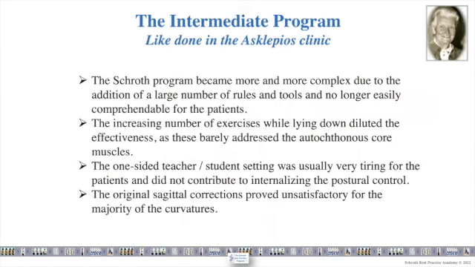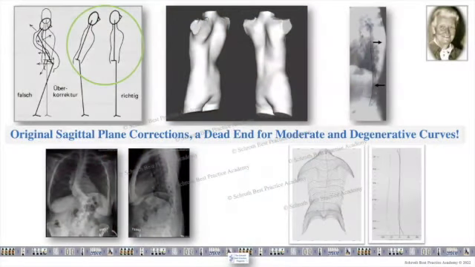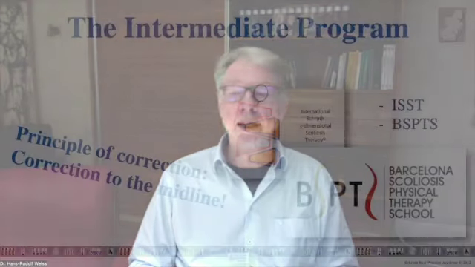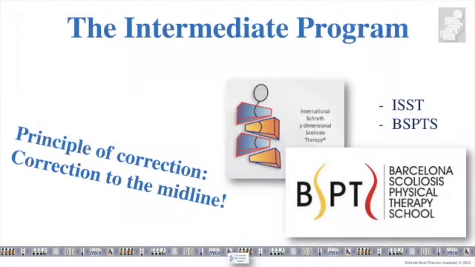The original sagittal corrections proved unsatisfactory for the majority of curvatures. Indeed, the original sagittal plane corrections were a dead end for moderate idiopathic and degenerative curves, as these usually present with a lumbar kyphosis and a thoracic flat back. Today, the intermediate Schroth program still survives in the Bad Sobernheim School of Scoliosis Treatment, ISST, as well as in the Barcelona School.